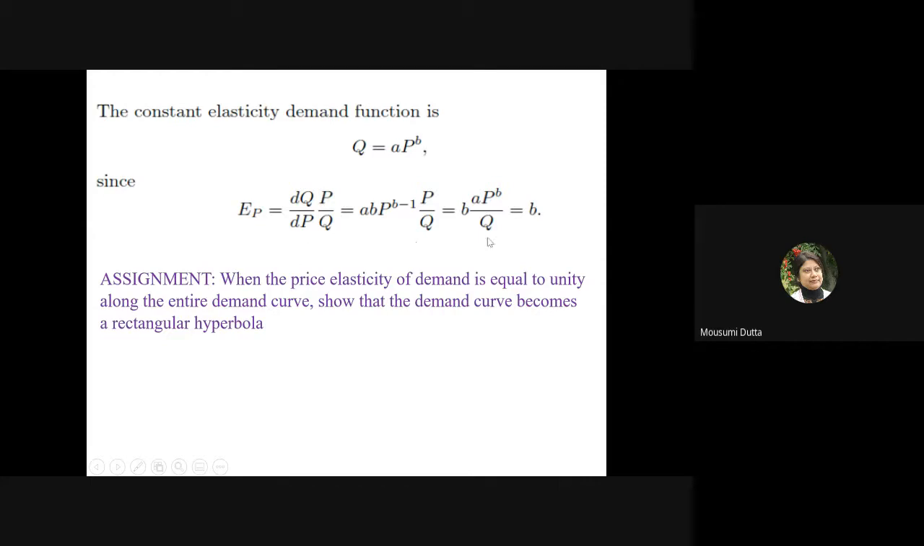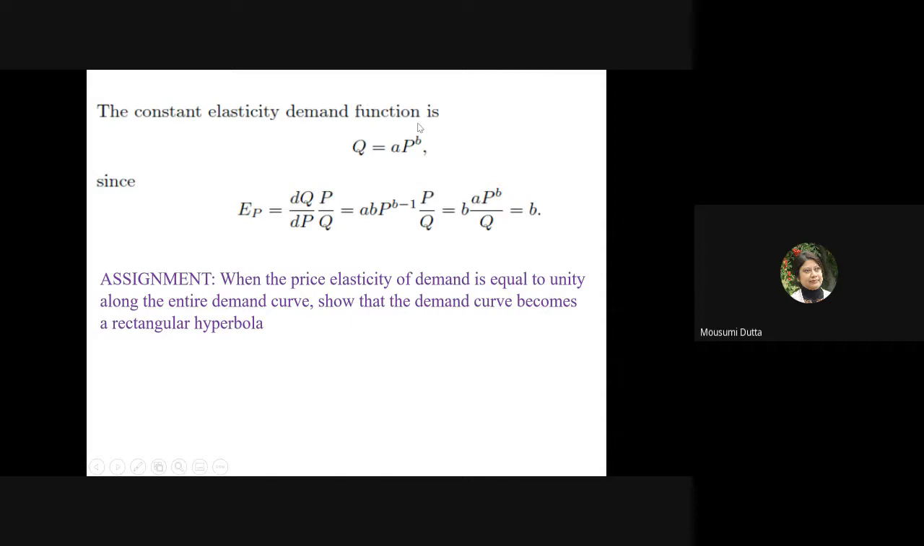And in this way too, if you consider the standard way, that is, if you derive dq by dp, then the value will be a b p to the power b minus 1 multiplied by p into q. And if I replace p by a p to the power b, q is already a p to the power b, so the value will be b. Clear? So for this kind of demand curve, we get constant elasticity of demand. Therefore, this demand curve is called constant elasticity demand function.